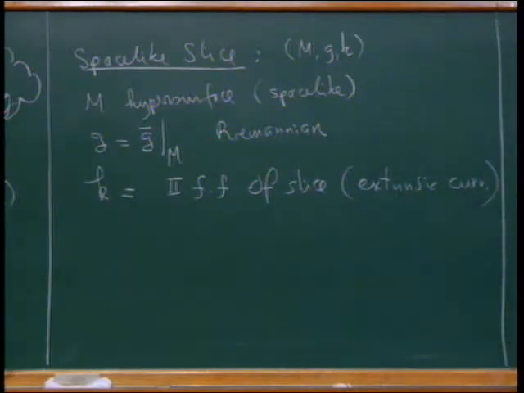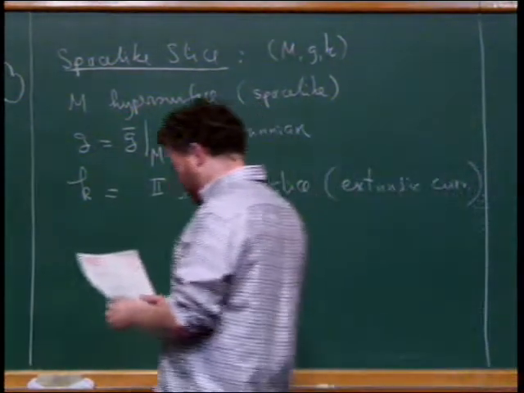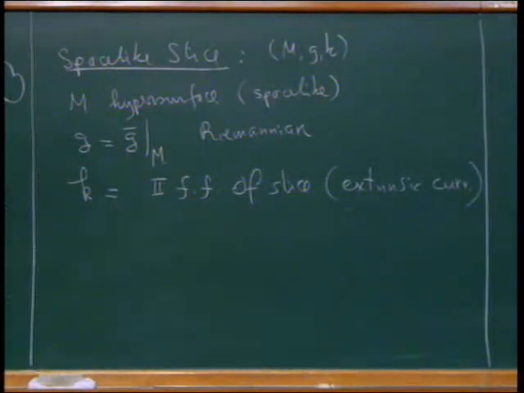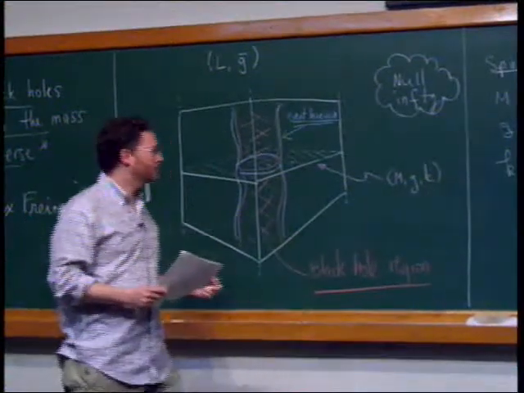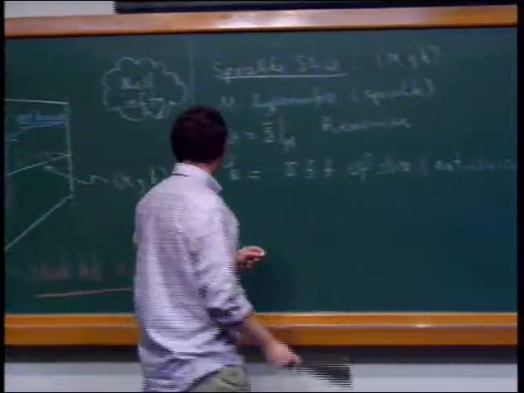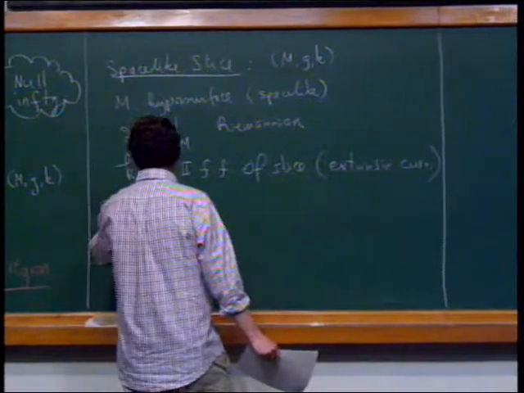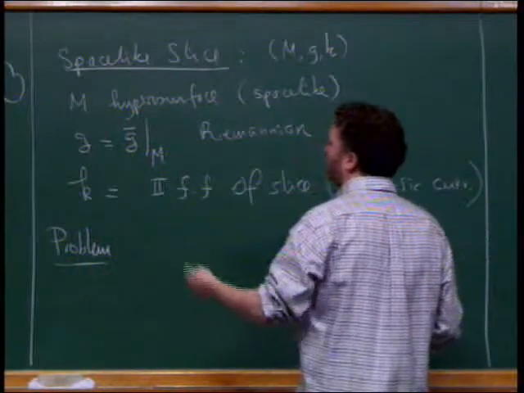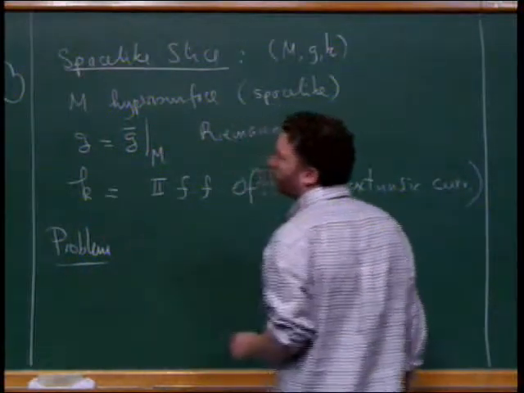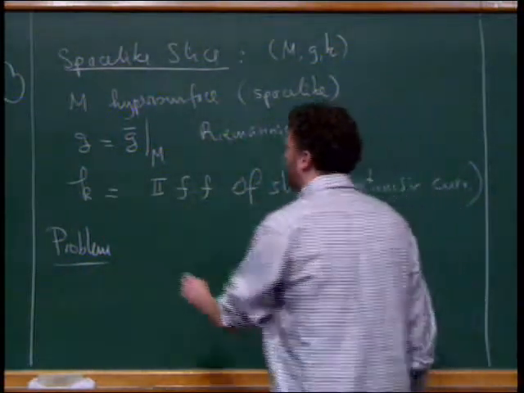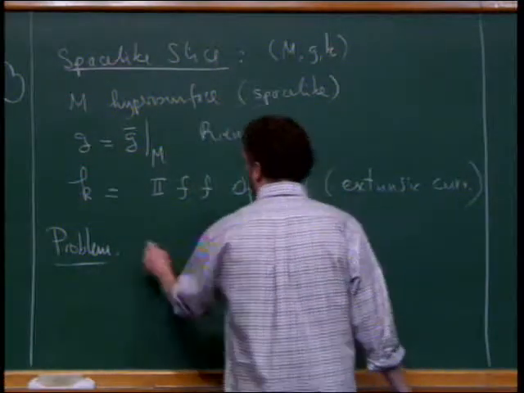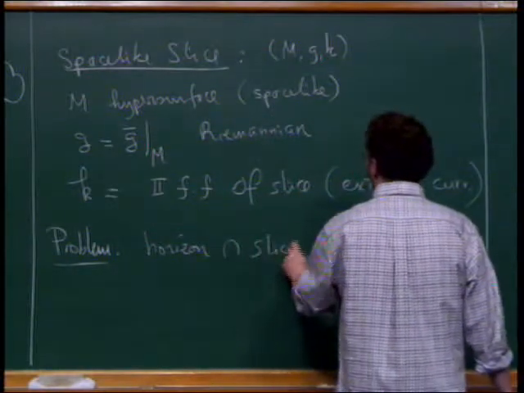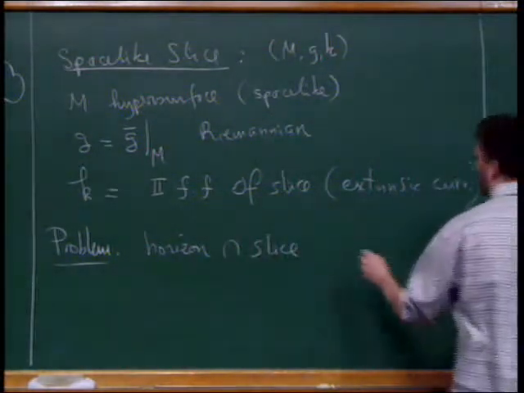So this is what we would call initial data. Our initial data would be this slice, and we see what we can say about black holes and stuff like that. So what's the general problem? The problem is to say something about black holes and whatnot. But I guess I should have said that the big issue about this is that the intersection of the horizon with the slice is very hard to determine.